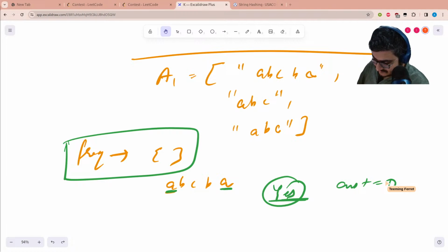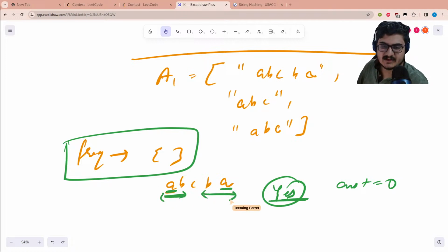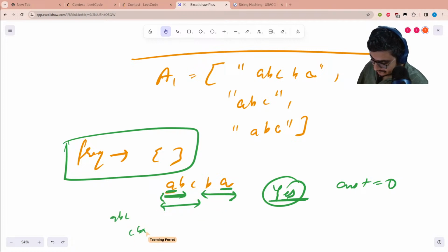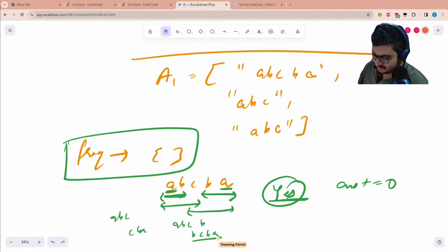Then I increase the length by 1. I check if AB and BA, is AB equal to BA? The answer is no, so I continue over here. Then I move to the length three. I get the string ABC and CBA. Both of them are not equal, so I continue. Then I go for ABCB and BCBA. Both of them are not equal, so I continue.